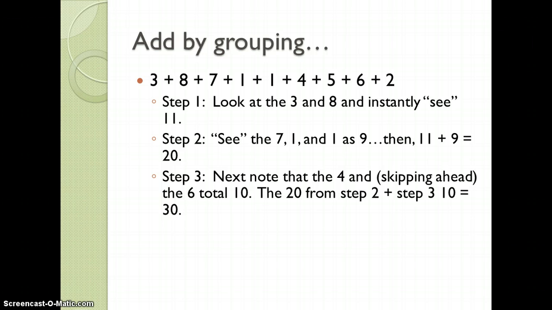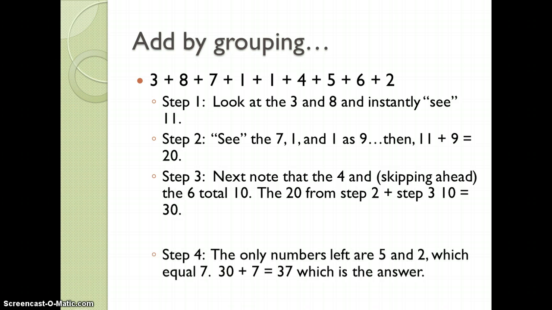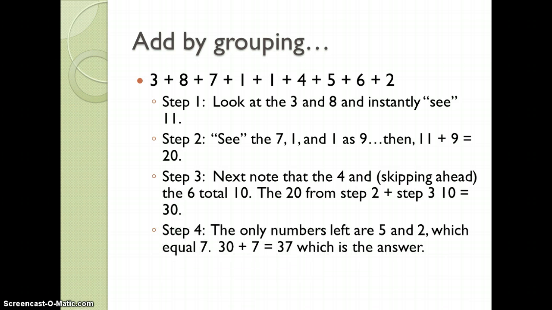Next, I see the 4 skip ahead to 6, and that gives me 10. So the 20 from step 2 and the 10 in step 3, and we now have 30. And the only numbers left are 5 and 2, which equals 7, and 30 plus 7 is 37, which is our answer. Overall, the process is done by thinking 11, 20, 30, 37, and we're done.